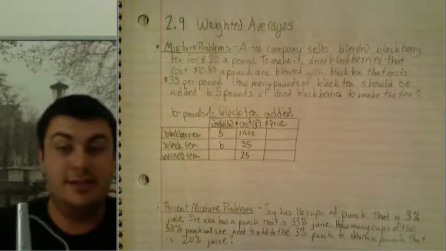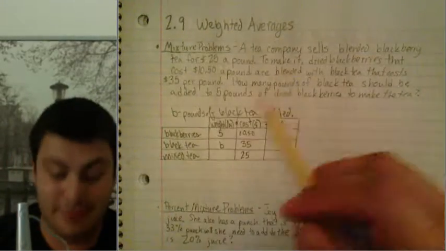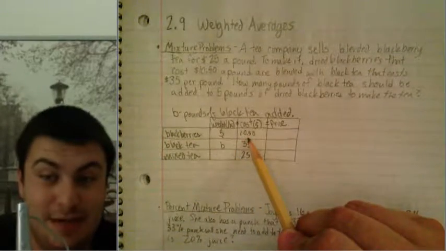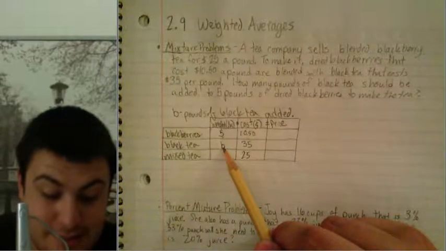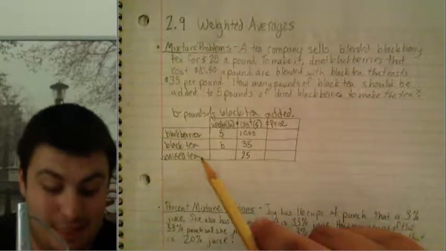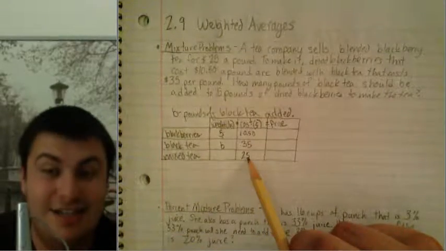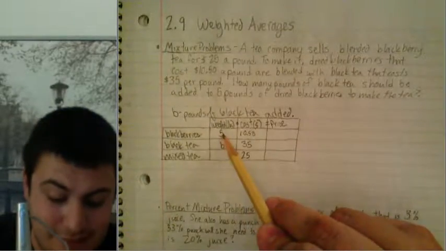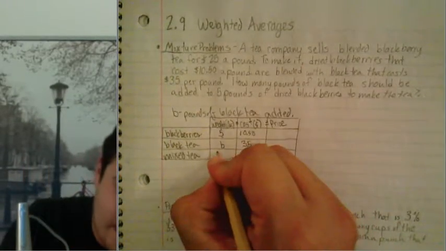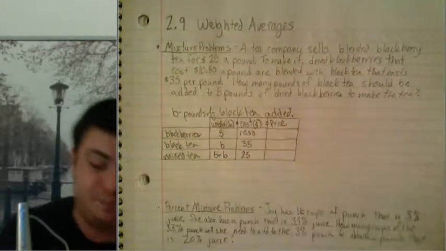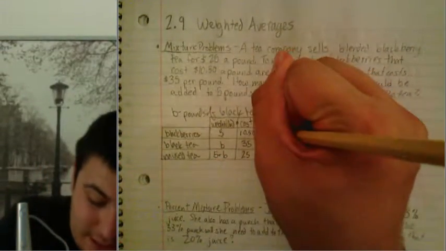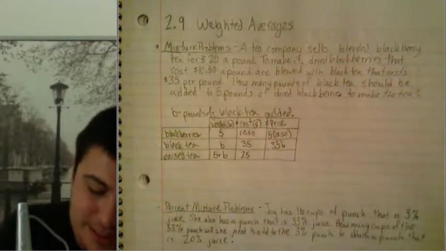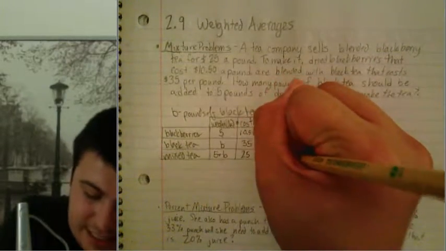make the tea? So let's look at what we were able to get just from that read. We see that we're going to use 5 pounds of blackberries that cost $10.50 a pound. We're going to use B pounds of black tea that cost $35 a pound. And we know that the mixed tea costs $25 a pound. Well, if we're mixing these two together, how much mixed tea are we going to use? Well, it's going to be the 5 pounds of blackberries plus the B pounds of black tea. And if we multiply these, how much does it cost? This is 5 times $10.50. This is 35 times B. And this is 25 times B plus 5.